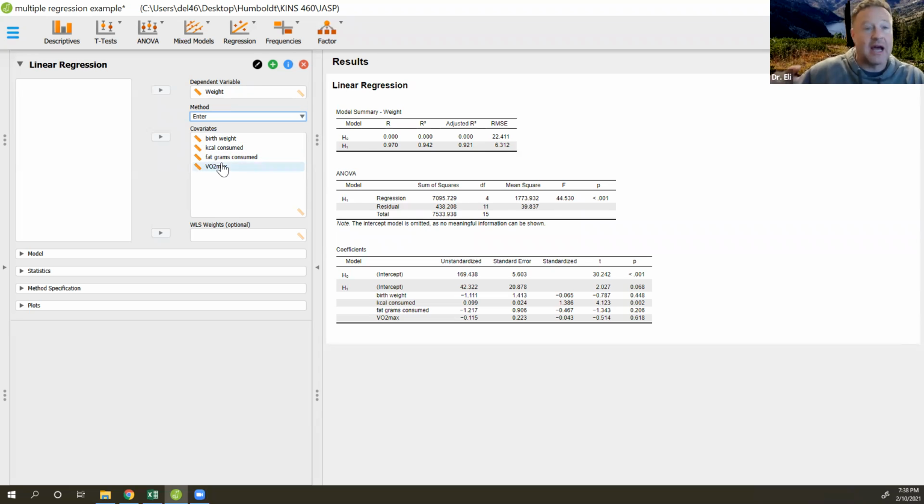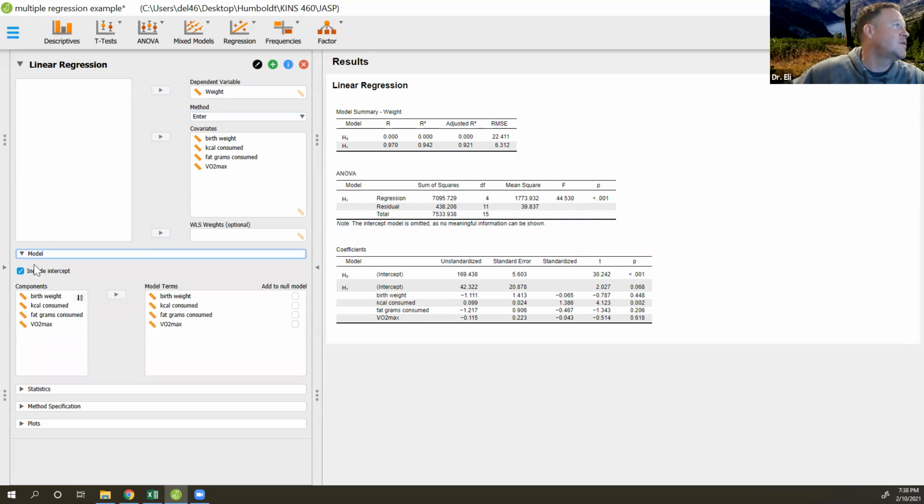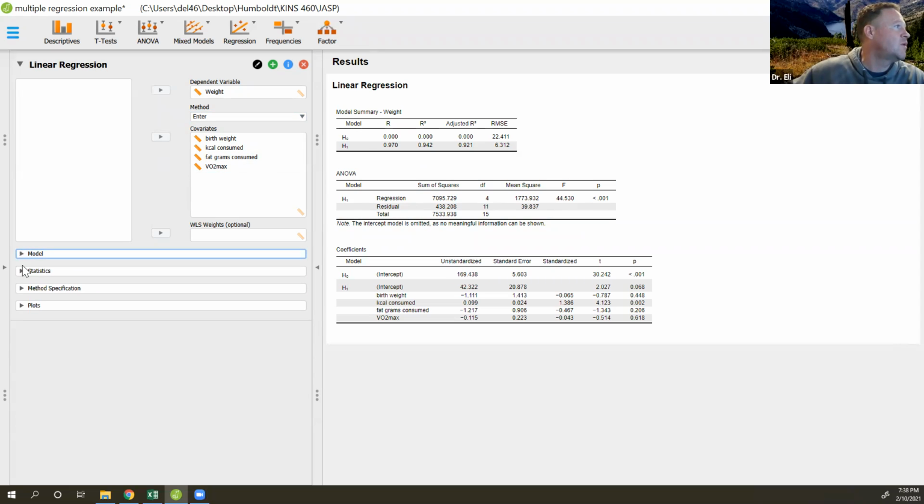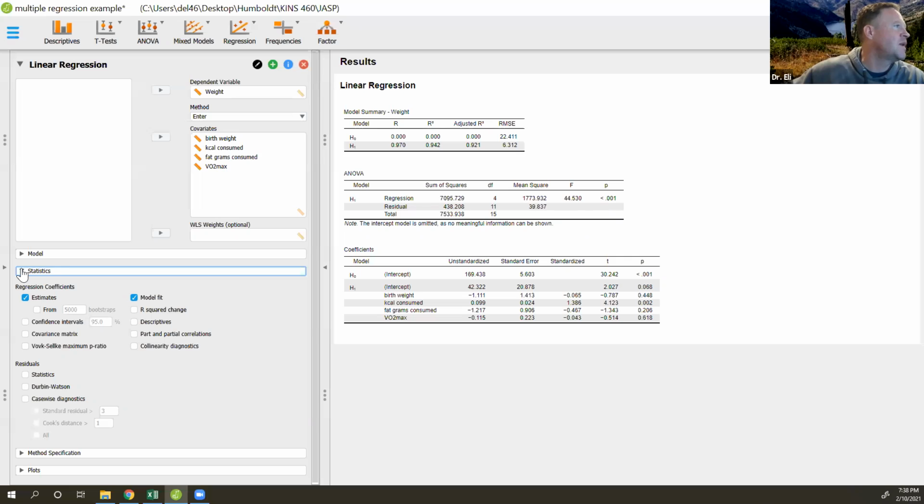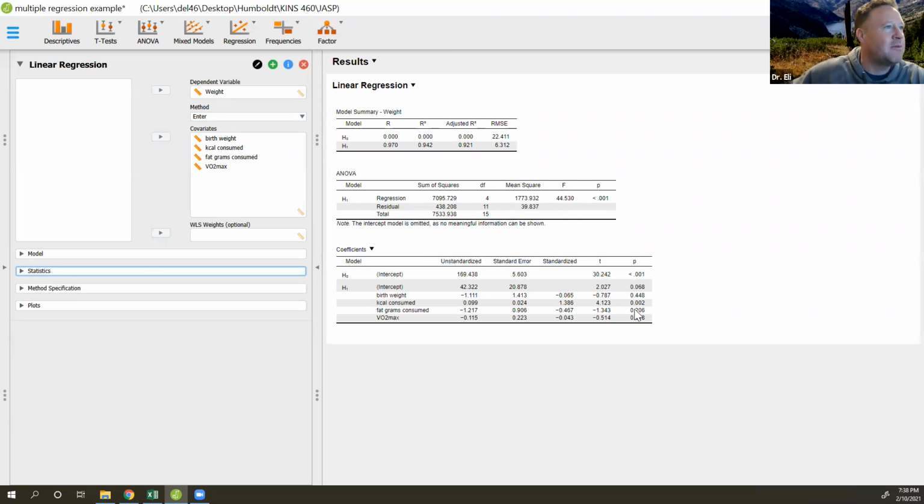That's really high. Now, this ANOVA thing, really all I'm looking at is a p-value. That just tells me that this whole model significantly explains it. I could actually get rid of that if I wanted to. I could go model and get rid of the ANOVA if I wanted. I think it's under statistics actually, but I don't really care because this is what I care about.